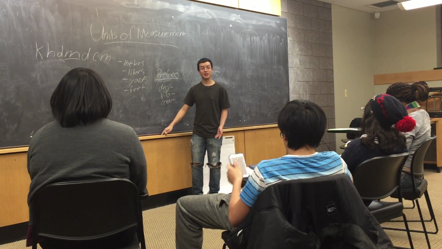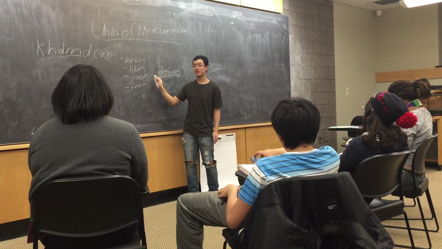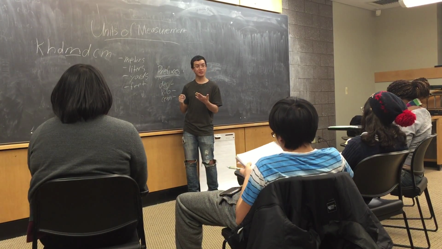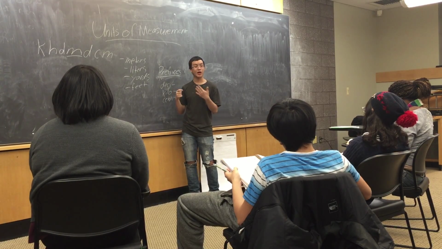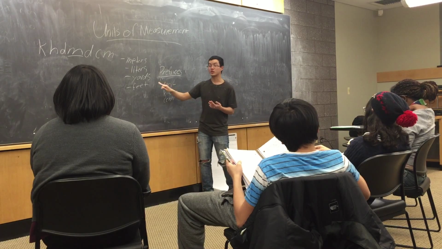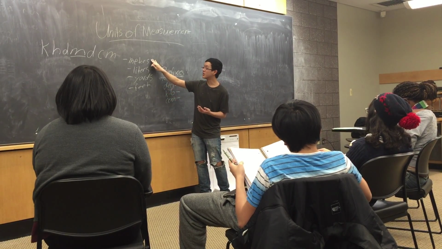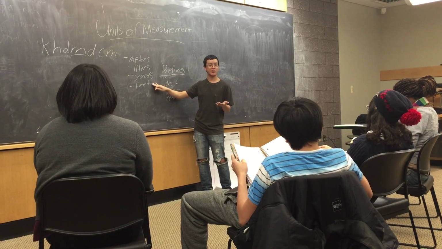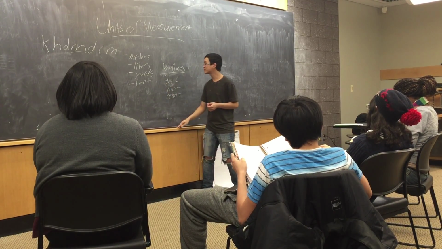Units of measurement can be things like meters, liters, yards, and feet. Now, units of measurement measure things that quantify how much of something we have or how long something is. Right now we're going to focus on the metric system, which uses meters and liters. We'll talk about yards and feet on another day because that's part of a different system.